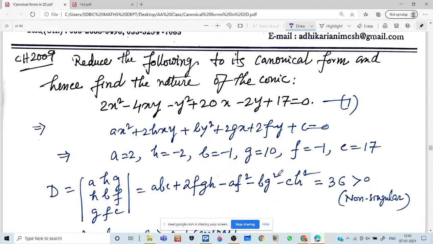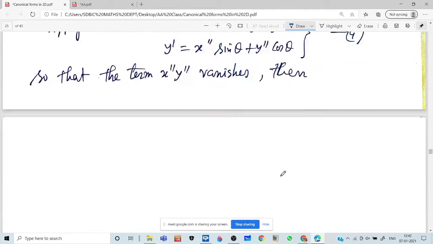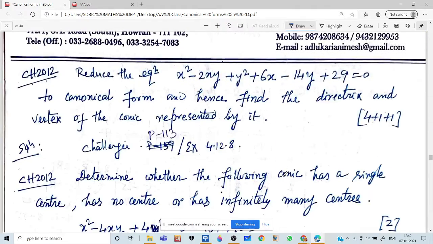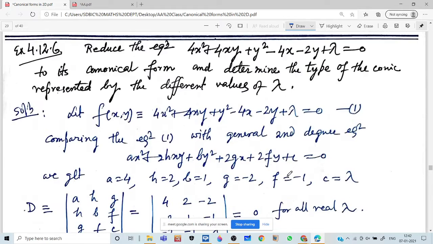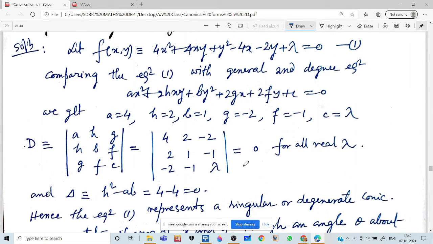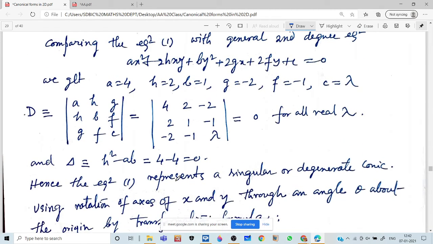Next problem, 2009-2012. Problem 4.12.6. Reduce the equation to canonical form and determine the type of the conic for different values of lambda. Comparing, if xy is equal to this, D is equal to 0. Here D is equal to 0 and delta is equal to 0. So this represents a singular and degenerate conic.